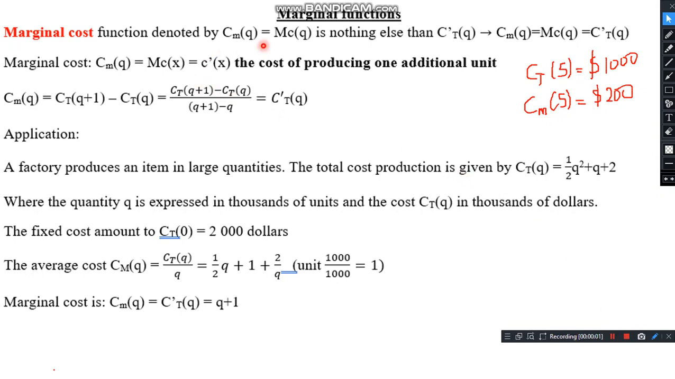Hi students, our study today is about marginal cost. Marginal cost is denoted by C small m of Q. Big C means the average cost. Small m is the marginal cost, or denoted by MC of Q. This is most often used in all official exams.